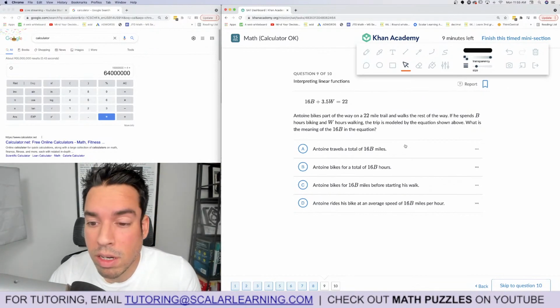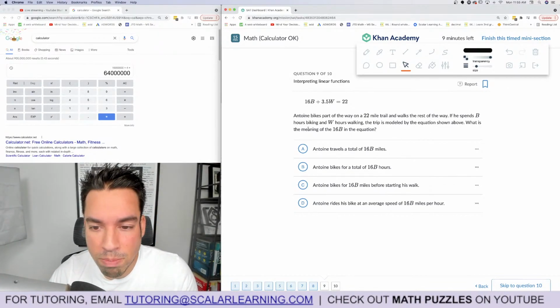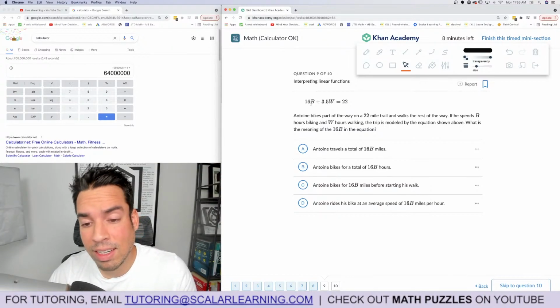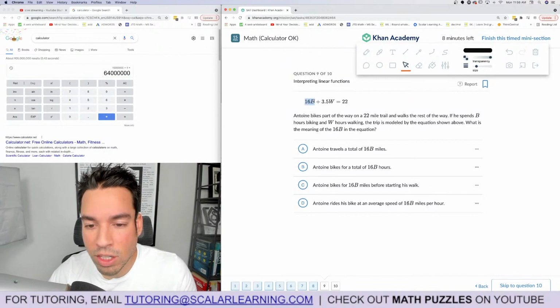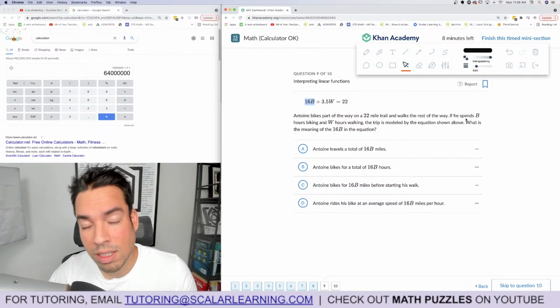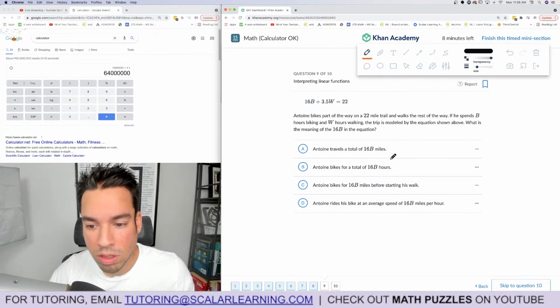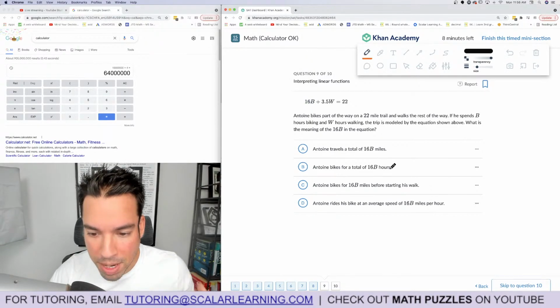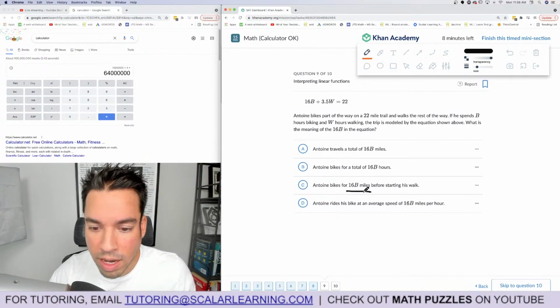Antoine bikes part of the way on a 22-mile trail and walks the rest of the way. If he spends B hours biking and W hours walking, it's a triple sum equation. What is the meaning of 16B? So since B is hours biking, this means he's probably going 16 miles per hour. So the full equation is the number of miles he bikes, right? B is the hours, and 16 is probably the miles per hour. So 16B, the whole thing, is the total miles biking. Yeah, it's C.